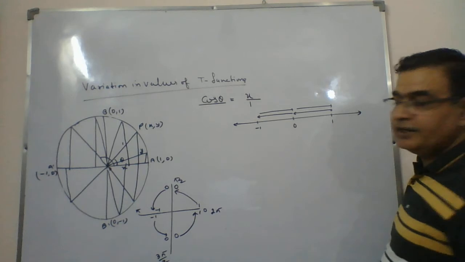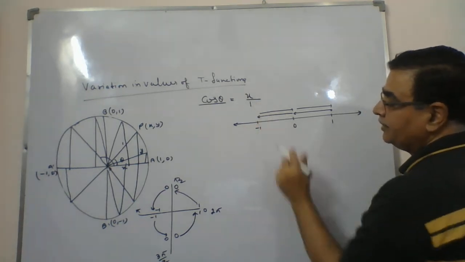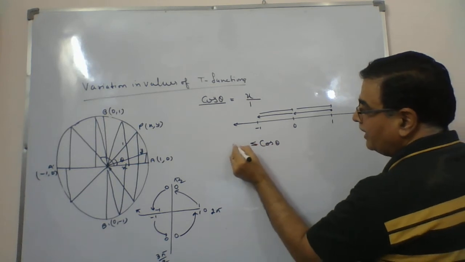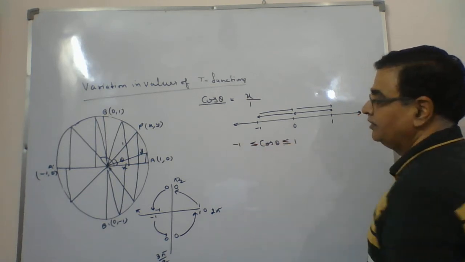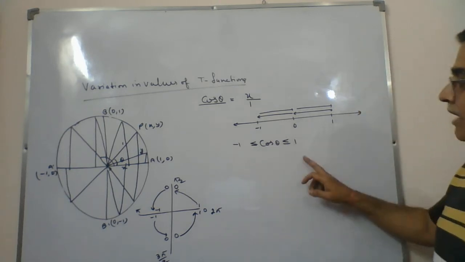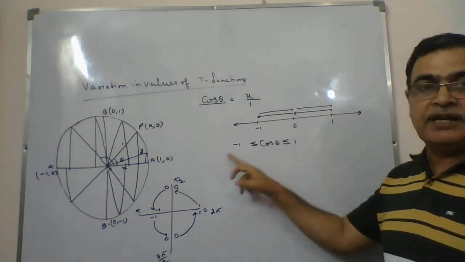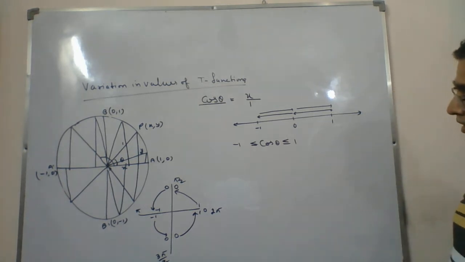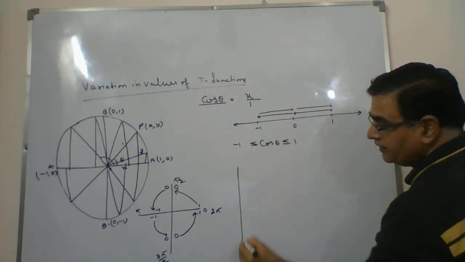So one thing is clear: cos theta also goes between minus 1 and 1. Maximum value will be 1 and minimum value will be minus 1. So cos theta always lies between minus 1 and 1. That you should keep in mind. Now what will be the graph of this? That also we will check.